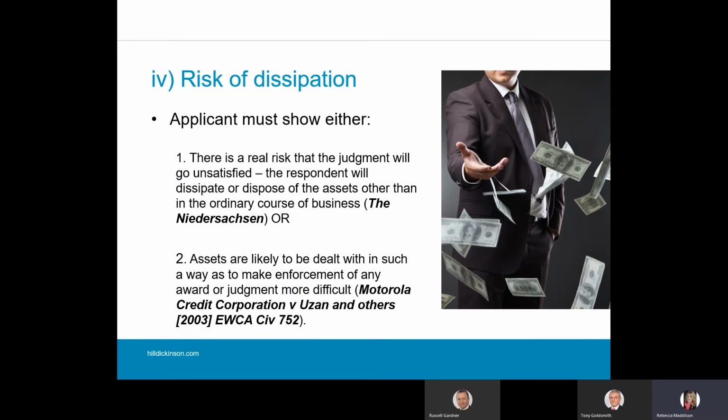We're now going to look at the fourth requirement, which is that the applicant must demonstrate that there's a risk of dissipation of the respondent's assets. Generally, the applicant must show either there is a real risk that the judgment will go unsatisfied and that the respondent will dissipate or dispose of his assets other than in the ordinary course of business, or that assets are likely to be dealt with in such a way as to make enforcement of any award or judgment more difficult. That's just an example of somebody throwing their money away.